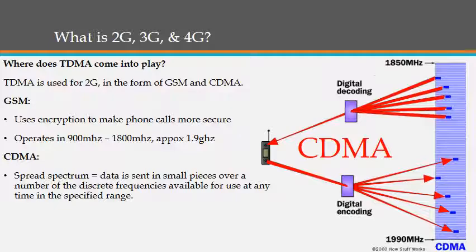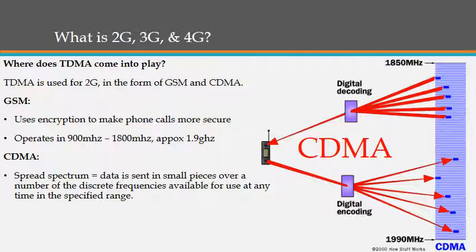But how does TDMA actually come into play? TDMA is used for 2G and in the form of GSM or CDMA. GSM is used for encryption. It makes the phone calls more secure. It operates in the frequency range listed below, around 1.9 gigahertz.